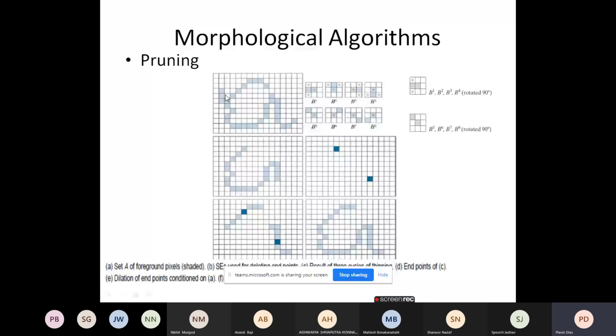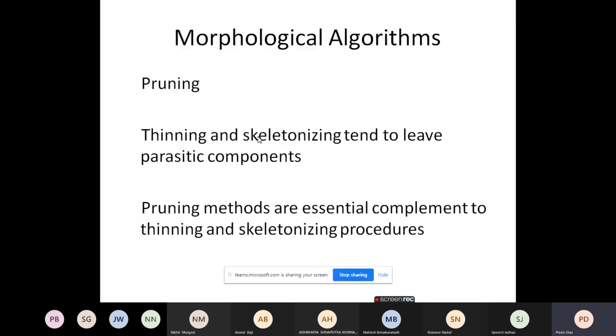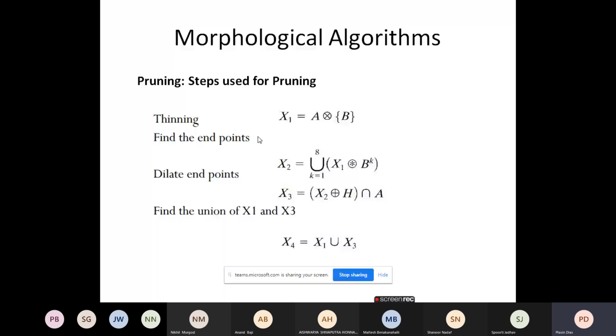So we have seen why pruning methods are essential when we carry out thinning and skeletonizing procedures. So let us revise those 4 steps which are used for pruning. One is the thinning operation. Second, you have to find the endpoints. Finding the endpoints is the second step that you have to carry out in pruning.